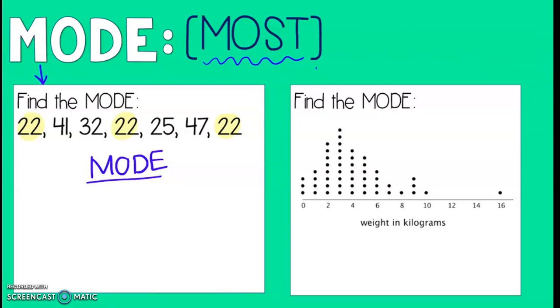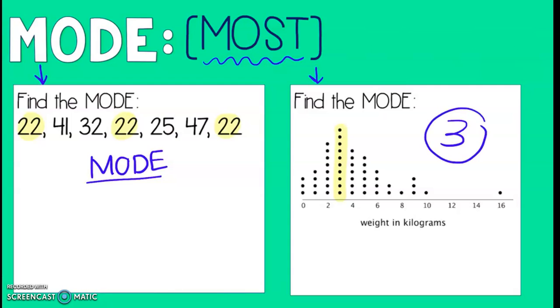Let's look at a graph. Okay. On our graph here, I like looking at graphs for the mode the best because they're the easiest. We're looking for the number that has the most dots, because that is the one that occurs the most amount of times. So if we're looking, the one that has the most dots is the 3, okay? It occurs the most, so 3 is our mode.